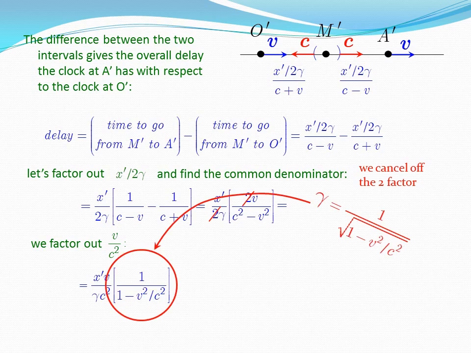Now we remember that this is the gamma factor squared, then we can write gamma squared instead of 1 over 1 minus v squared over c squared, and we get x' v gamma squared over gamma. We cancel off one gamma factor and we get the formula for the overall delay between these two clocks.